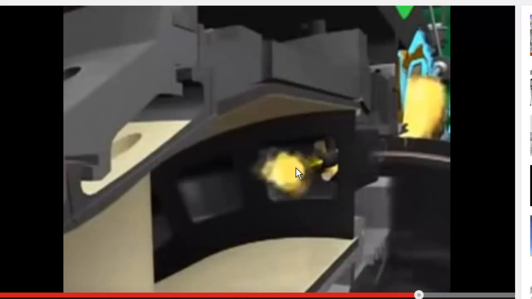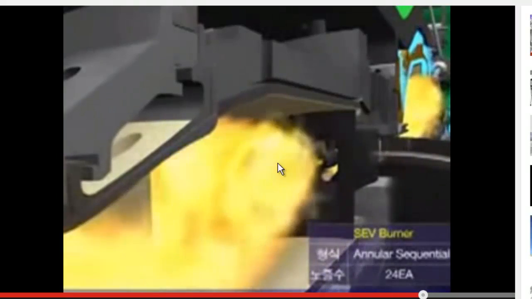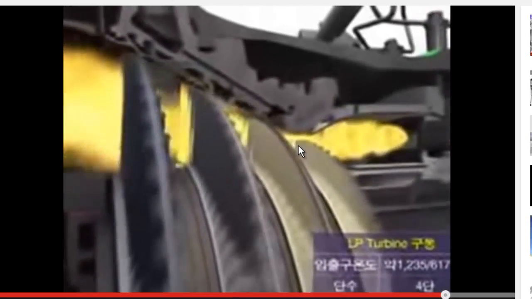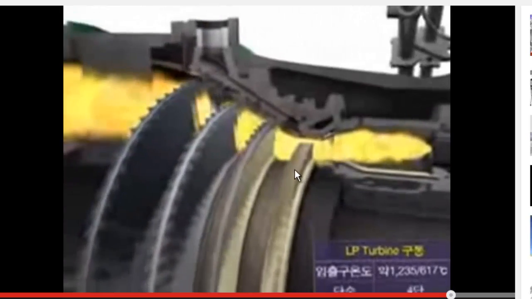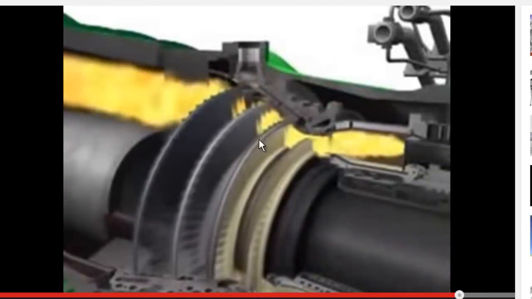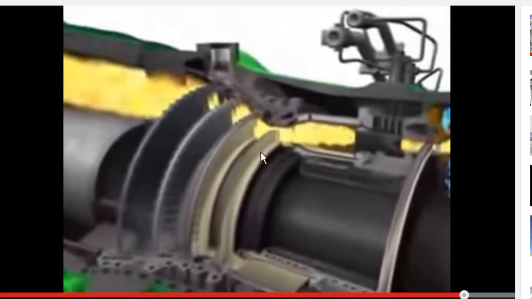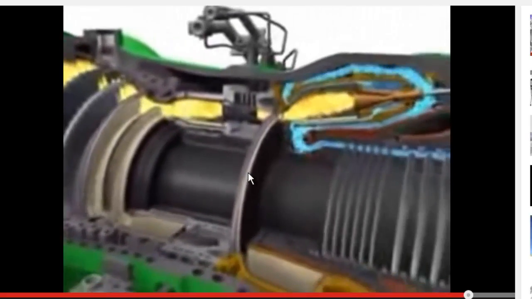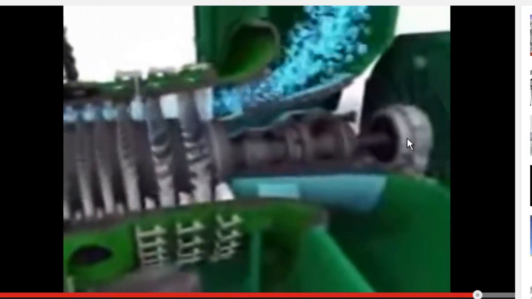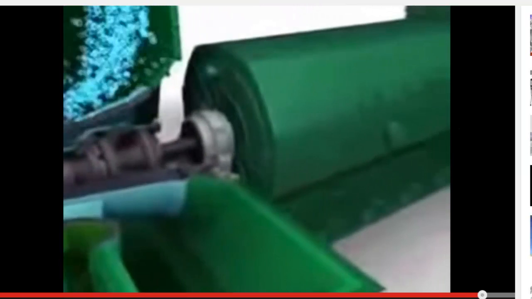So we have more fuel here, and then we can see the burning of that fuel. The burning will create an expansion in the gases, and those gases will go to the turbine. This will be the high pressure turbine, and this will be the low pressure turbine. You typically have 4 stages, and this turbine is the one that will create the mechanical rotation of the shaft that at the end will be connected to a generator.